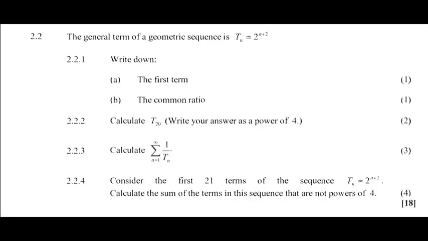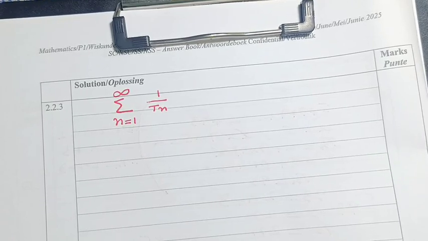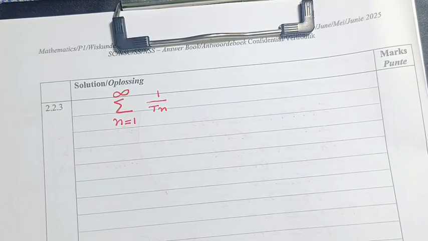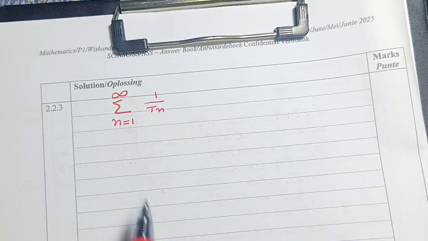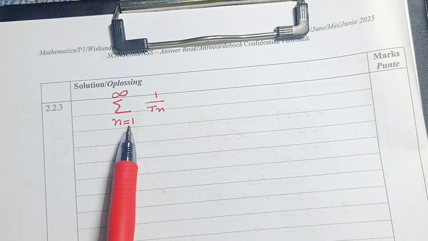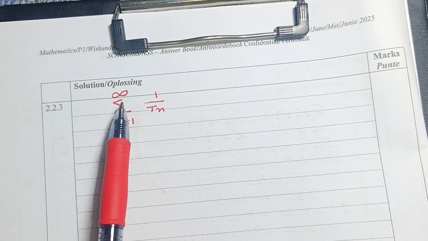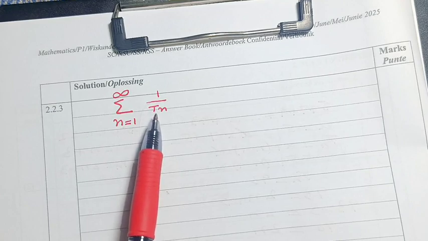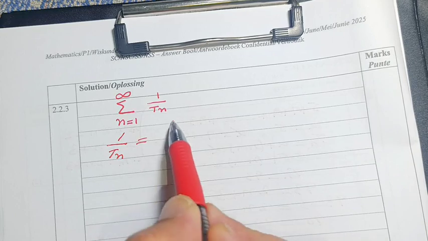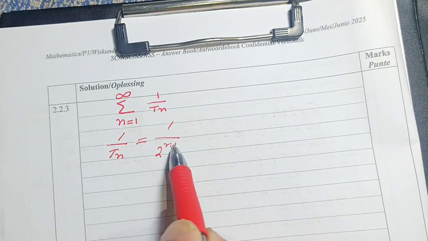2.2.3. Calculate the summation sigma n is equal to 1 till infinity of 1 over Tn. Now we're going to solve the sigma notation question. Sigma notation we use to indicate the sum of a series is a Greek letter. So we need to calculate this one. N is equal to 1, that's the first value, till infinity. The expression term we have is 1 over Tn. Tn we have 1 over 2 power n plus 2.